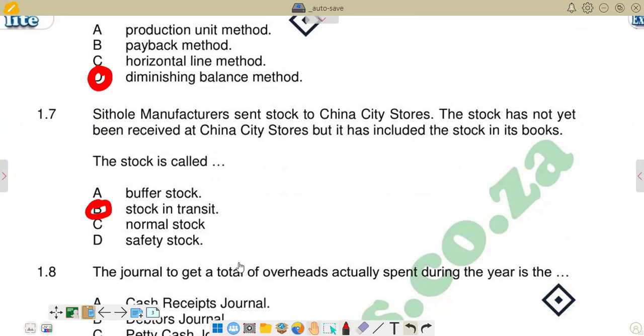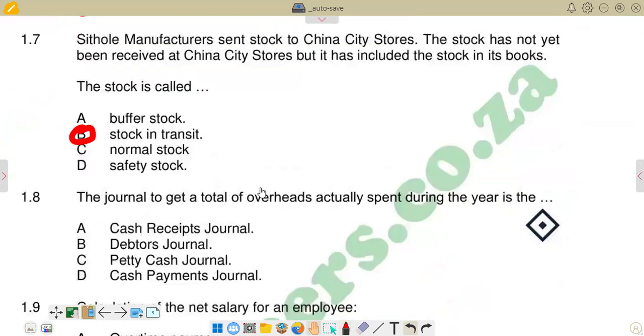Then I will go to 1.8. The journal to get a total of overheads actually spent during the year is the overhead spent. Obviously, this is the payment that is being made. So the cash payment journal becomes the most appropriate. So we have got D.